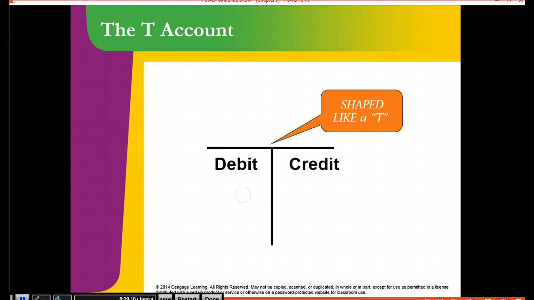Now, what is the T account? Well, a T account is basically a ledger account. We talked a little bit about accounts in the last chapter, but three pieces make up a T account. You have an account name, you have a left side and a right side. The words they use for left and right are debit and credit.